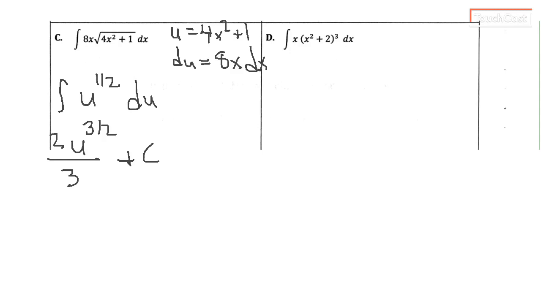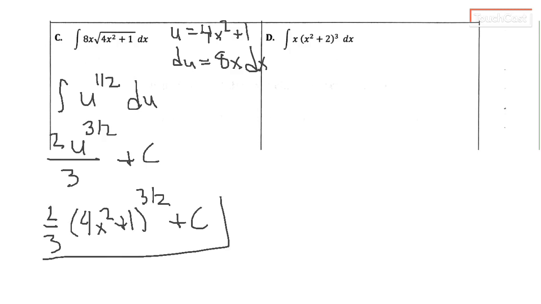So we're just going to replace u now. We're going to have 2/3 times 4x squared plus 1 to the power of 3/2 plus c. And that's going to be the end of that integral. Let's do a couple more together.